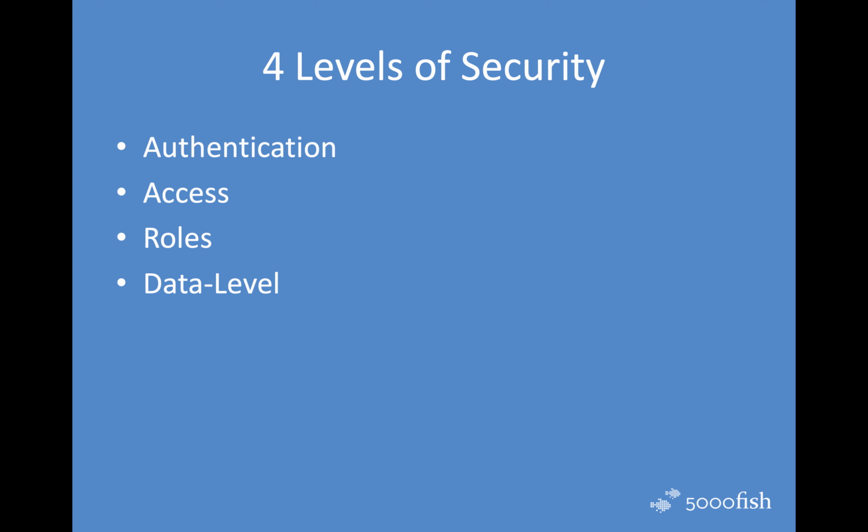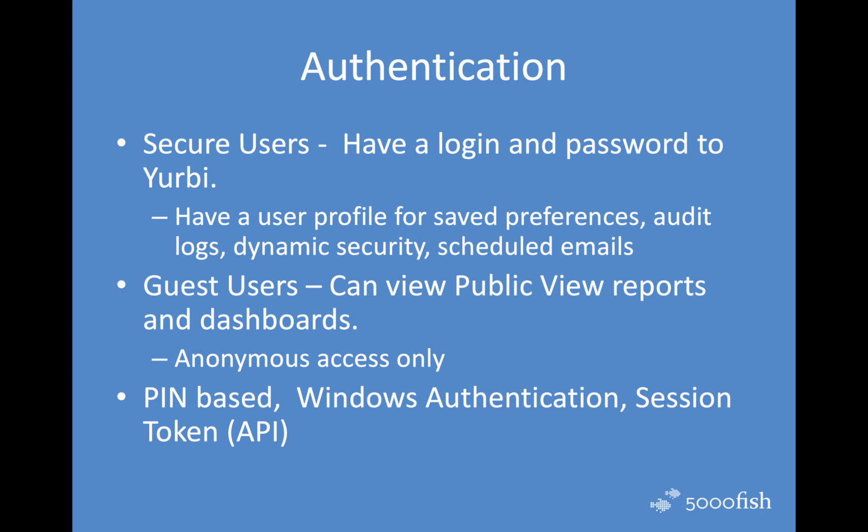Now, Yurbi is designed to be a very secure application, and in fact, there's four different levels of security: authentication, access, role-based, and data level. And honestly, within each of these, I could break it out into even more levels, but I've compressed a couple of things into these four. Let's go over each of the four so you understand what's meant by these in the Yurbi nomenclature.